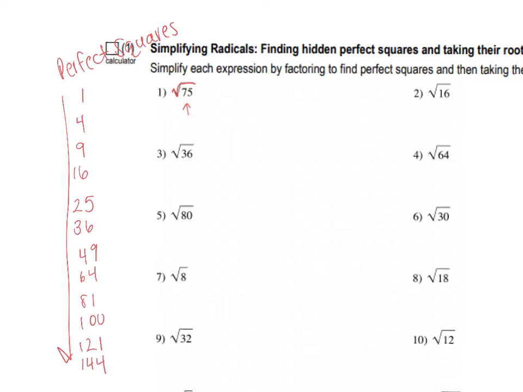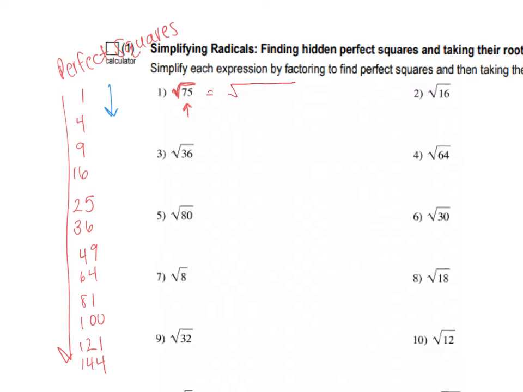So when we are trying to simplify radicals, what we're trying to do is find two different numbers that multiply to get you 75. But what we really want to do is get a perfect square. So one of those numbers we really want to be a perfect square, okay? So in this first example, 75, we need to find two numbers that multiply to 75, okay? But we really want one of them to be a perfect square.